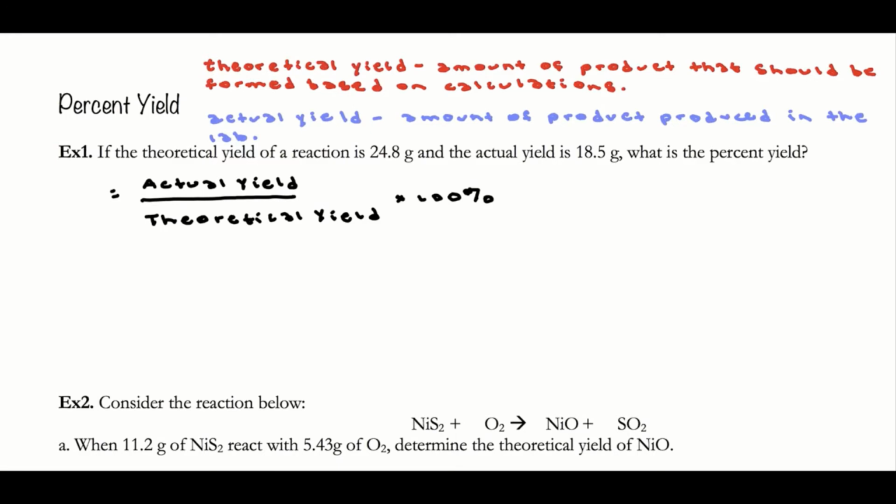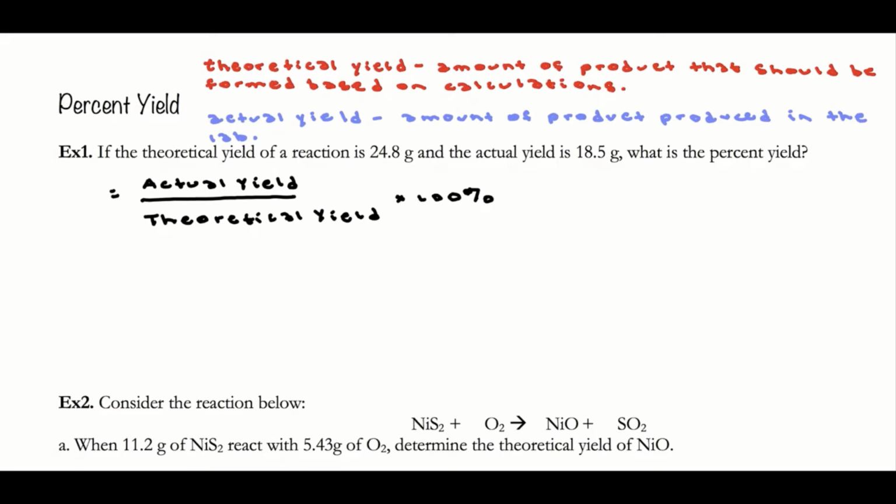However, if your percent yield is over 100%, which doesn't make sense because that means you actually collected more product than should have been collected, what's likely is that you have some sort of a contaminant. So that's a good way to know just how effective your laboratory technique was. All right, so let's look at two example problems here.